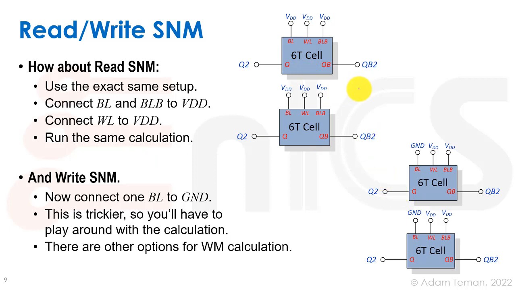So that was for hold SNM. For read and for write SNM, all we actually have to do is change the biasing of the bit lines. So for read, we put both of the bit line and bit line bar at VDD, and for write, we put one at ground and one at VDD.